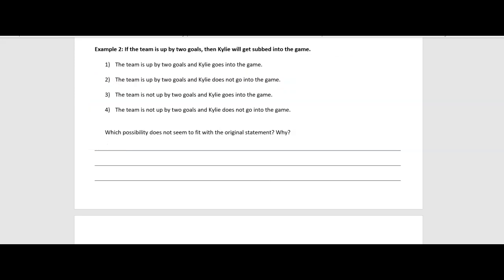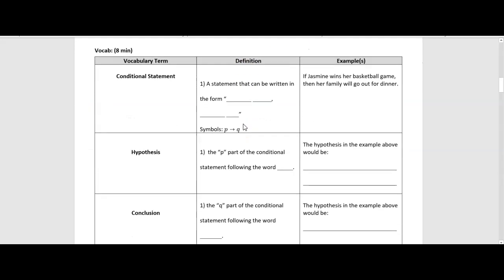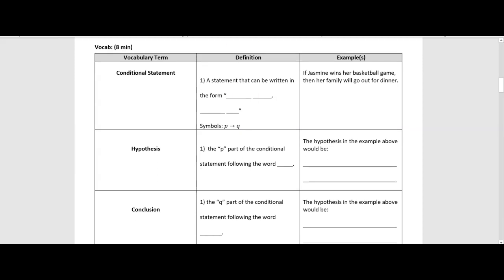Okay, let's move on to the next page. Let's do some vocab. So a conditional statement. This is a statement that can be written in the form if P, then Q. And symbol-wise, this little arrow just represents then. So if we start out with something, then something else must happen.